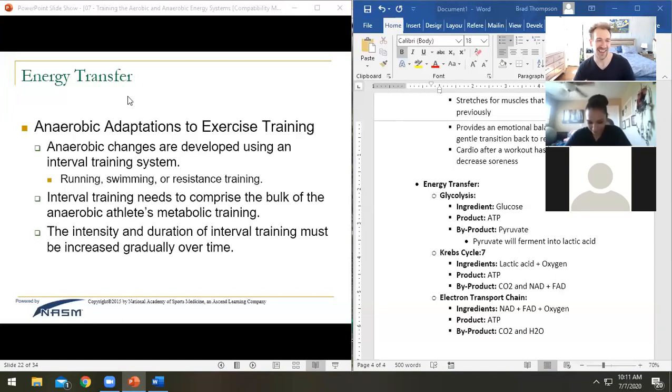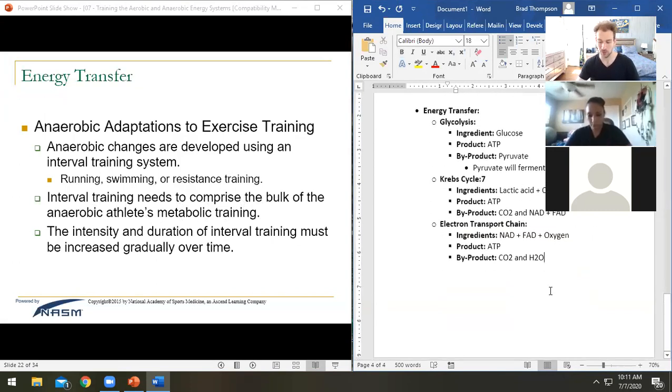So, all right, there are some of our anaerobic adaptations. Anaerobic adaptations can be developed running or swimming, but the most common we're going to see is resistance training. What's important here is the duration, right? You work at a high intensity for a limited duration. So this is where interval training comprises the bulk of your anaerobic system.